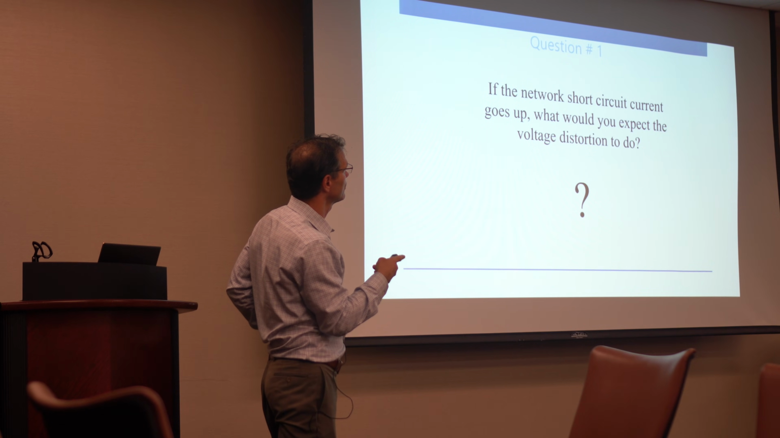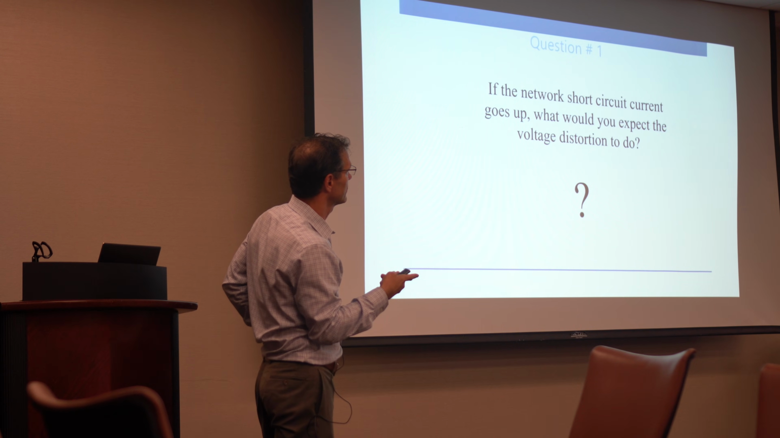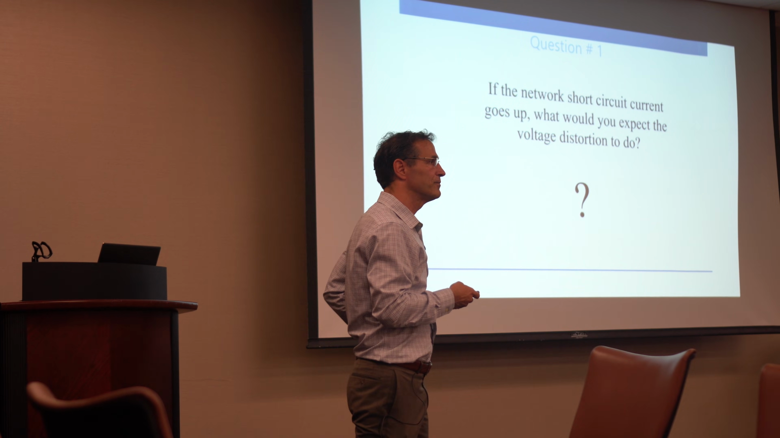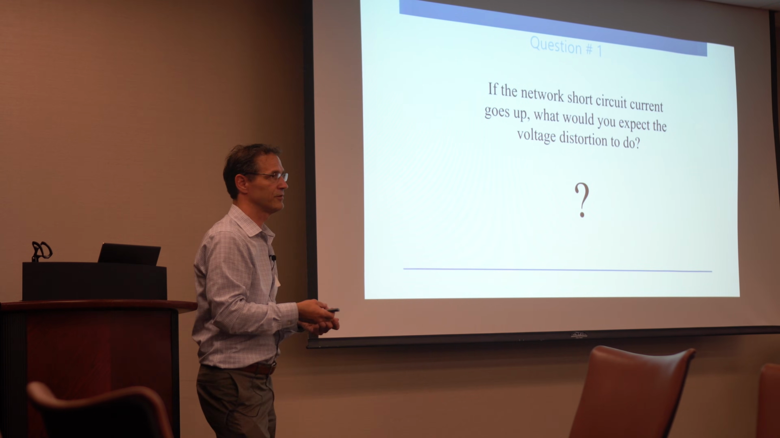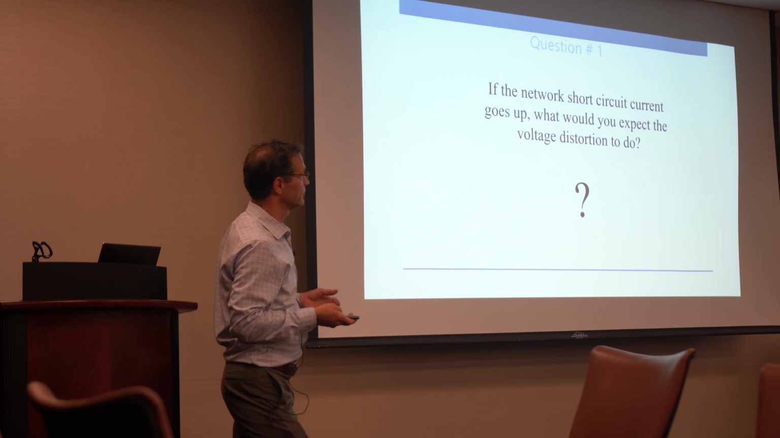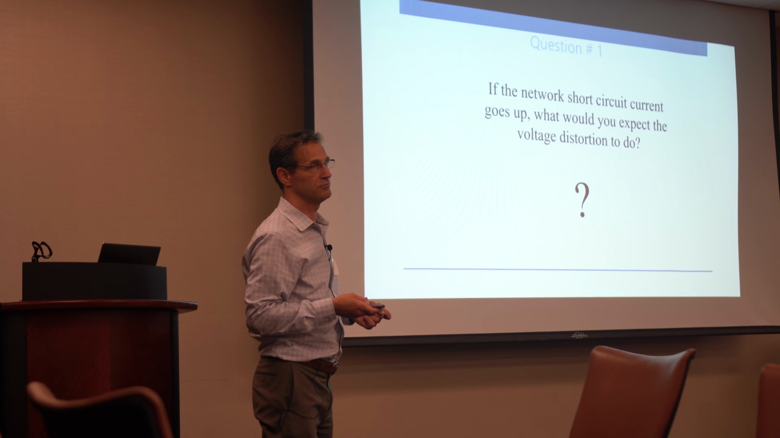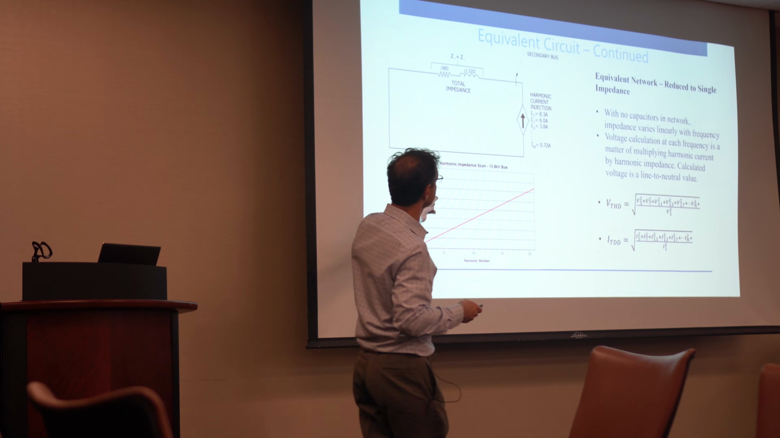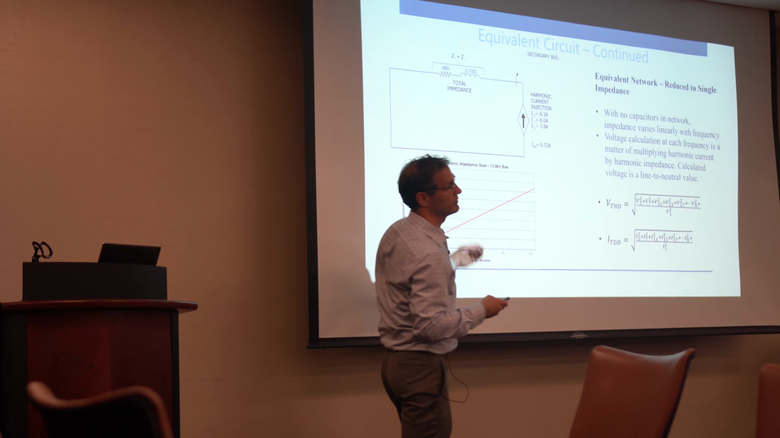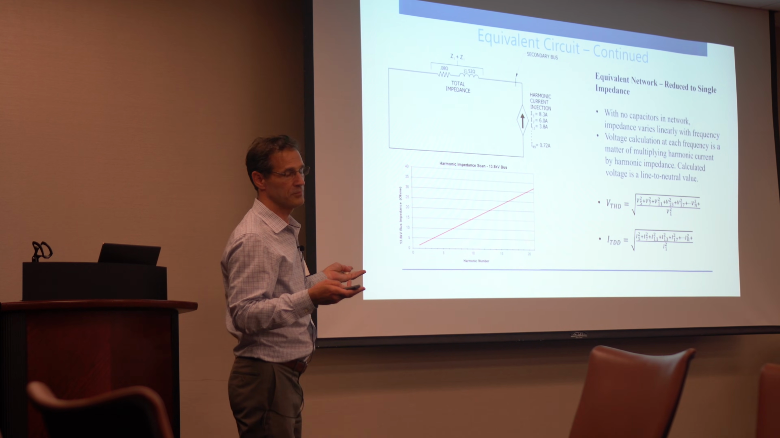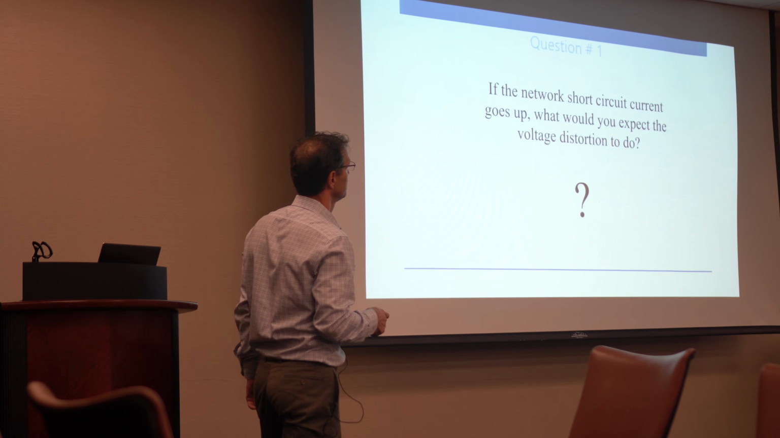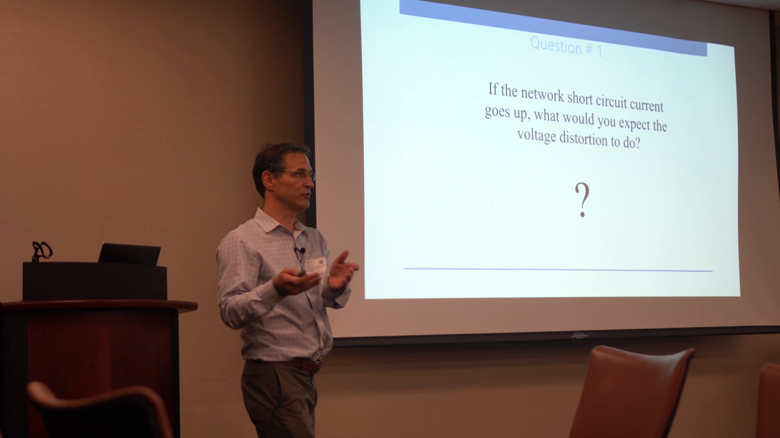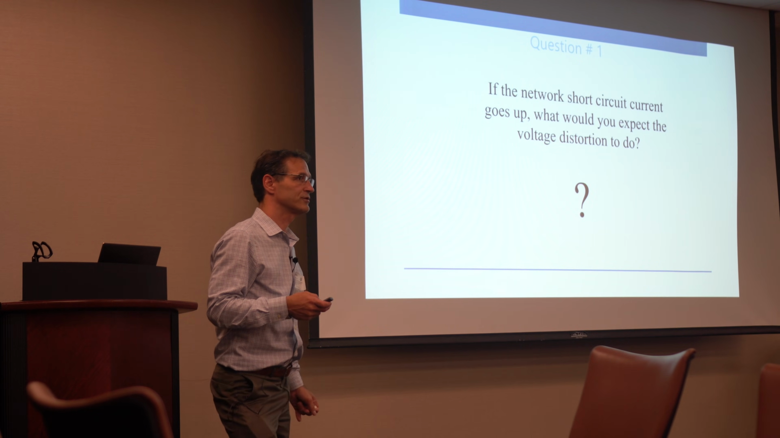If the network short circuit current goes up, what would you expect the voltage distortion to do? So the short circuit current goes up, which means what? It means the impedance of the network has gone down. So the voltage distortion would go down, right? Less impedance. You're just injecting the same amount of current, but the impedance has gone down, so voltage distortion has gone down. That's the premise behind that question. It's an important point. Weak systems for the same VFD drive are going to produce higher voltage distortion on a network.